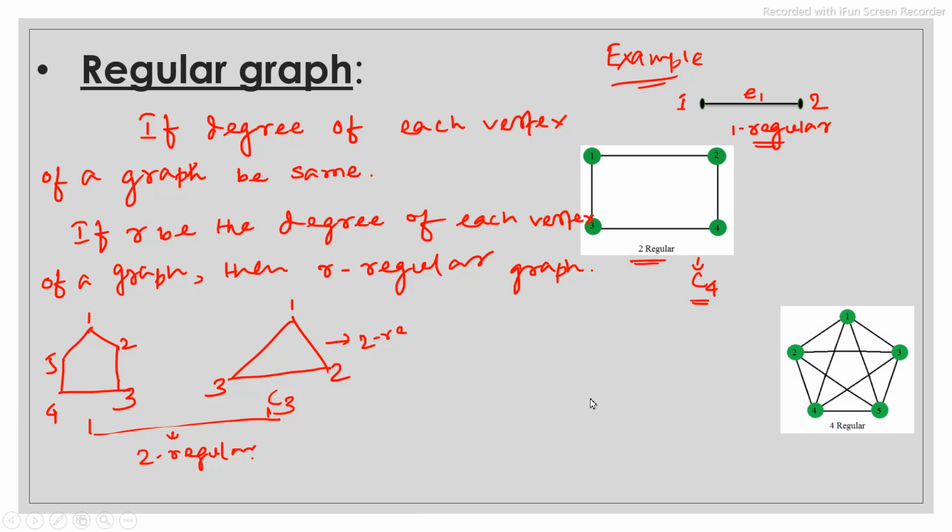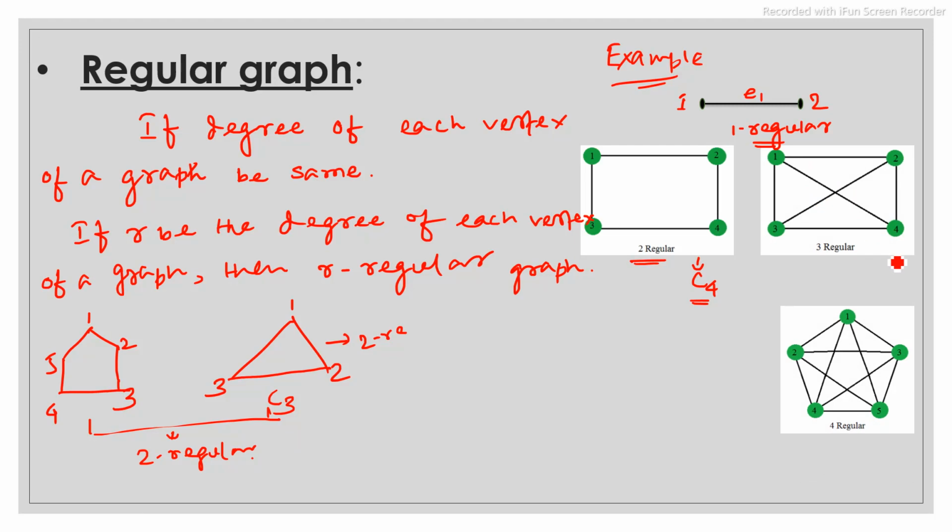Now, what is three regular graph? See here, this is a three regular graph, because three edges are connected with each vertex. That's why the degree of each vertex in this graph is 3, and this is a 3 regular graph. And see here, this is a 4 regular graph. There are 5 vertices here, and each vertex is incident to 4 edges. That's why each vertex has degree 4.